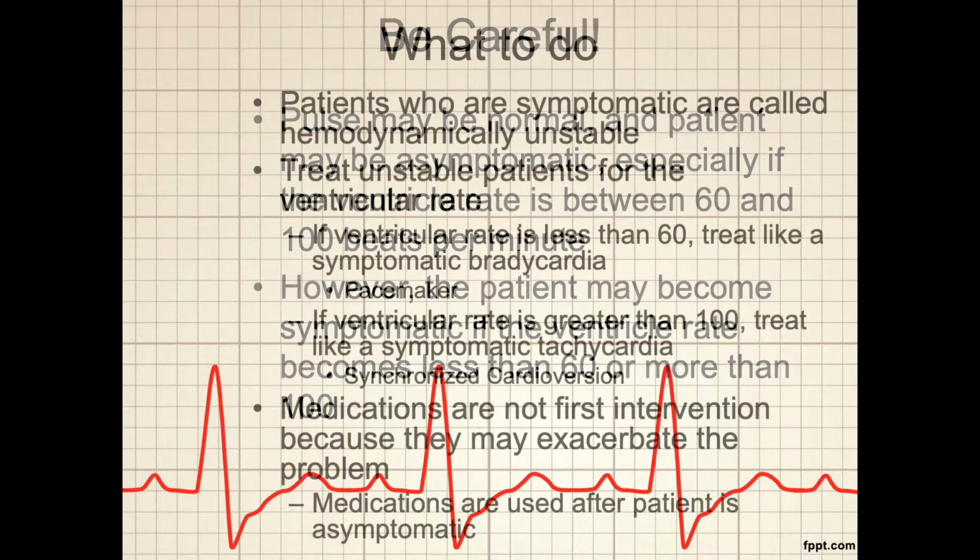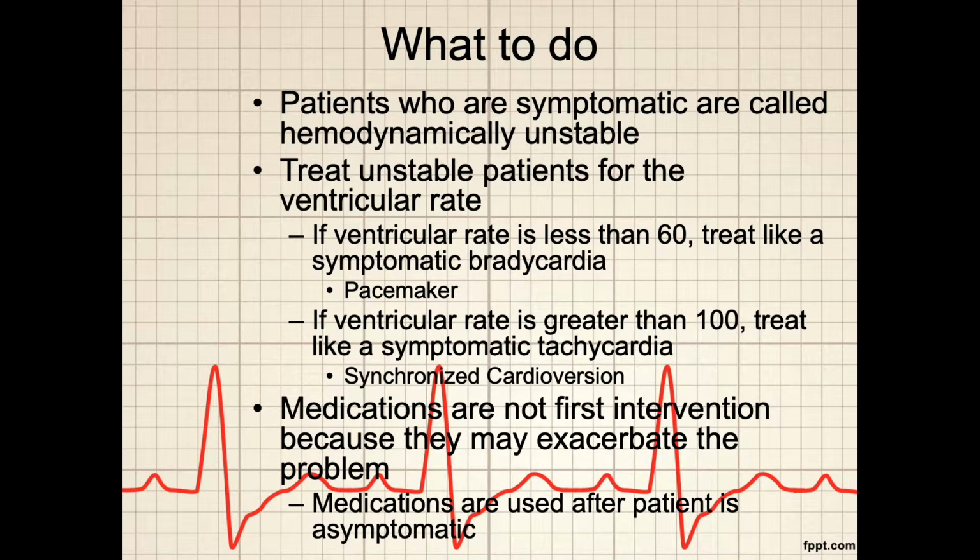Patients who are symptomatic are called hemodynamically unstable. Treat unstable patients for the ventricular rate. If the ventricular rate is less than 60, treat like a symptomatic bradycardia and consider things like a pacemaker. If the ventricular rate is greater than 100, treat it like a symptomatic tachycardia. Consider synchronized cardioversion.